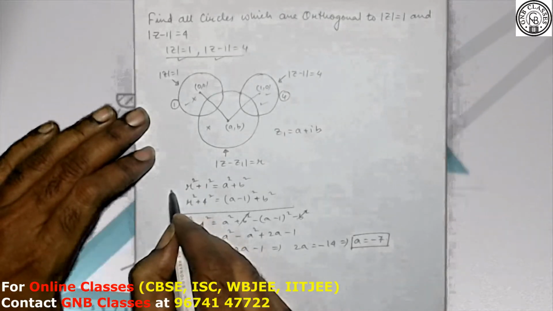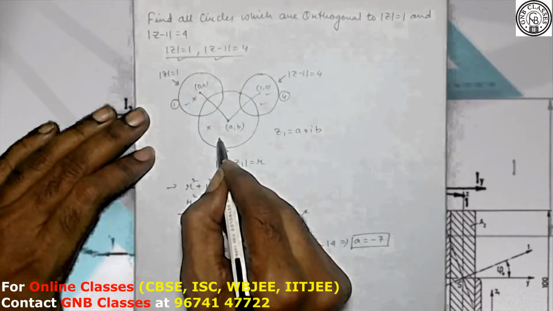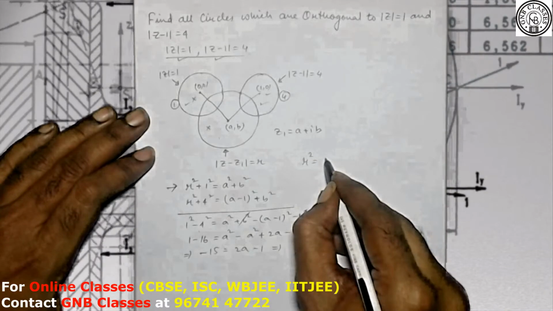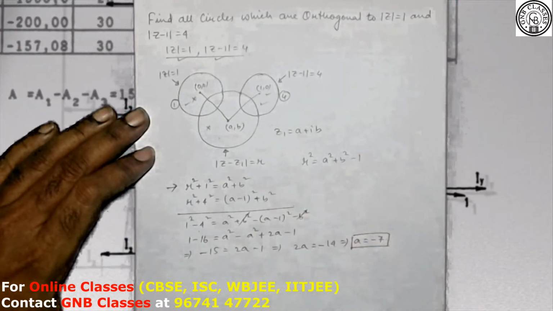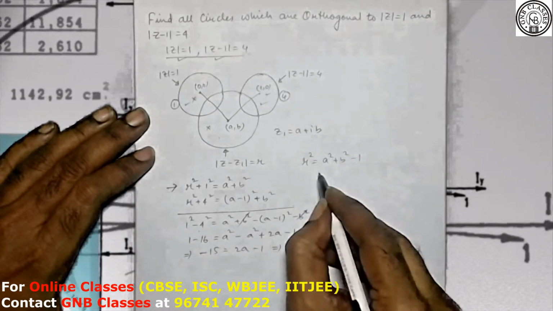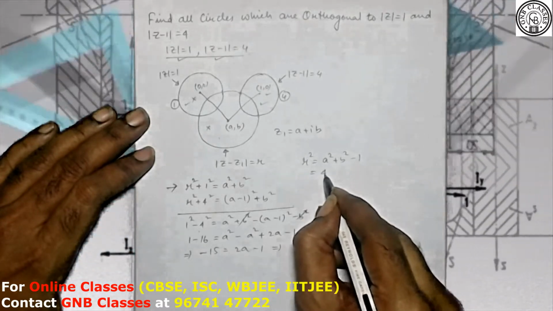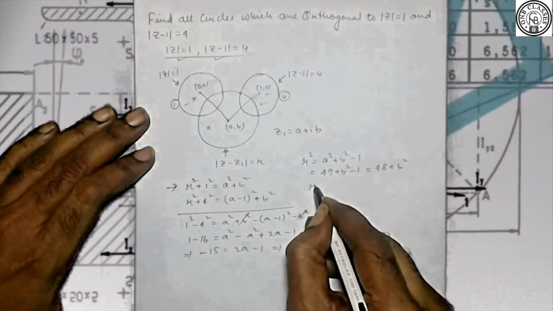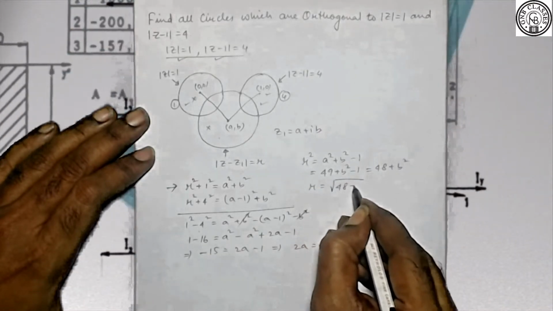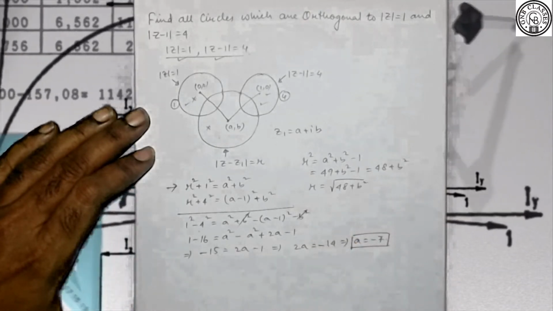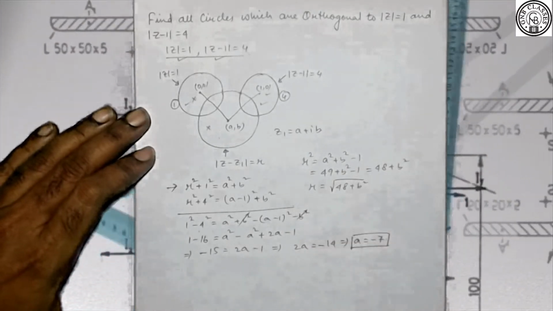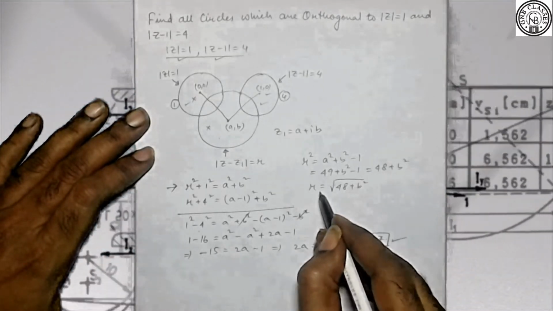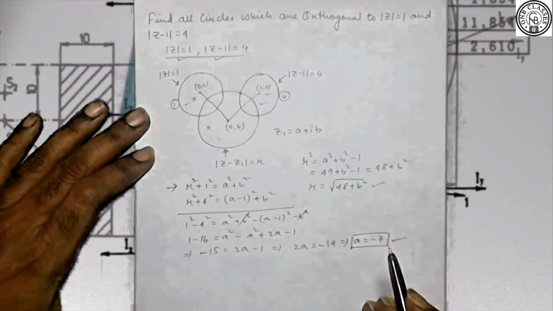Now, what is the radius of this circle? We can get it from this equation, where we know that r square is nothing but a square plus b square minus 1. Now, a is minus 7, so this will give you 49 plus b square minus 1, that is 48 plus b square, right? So r is nothing but under root 48 plus b square. R cannot be negative, so I am rejecting the minus sign. So we got that a is minus 7 and r is under root 48 plus b square.